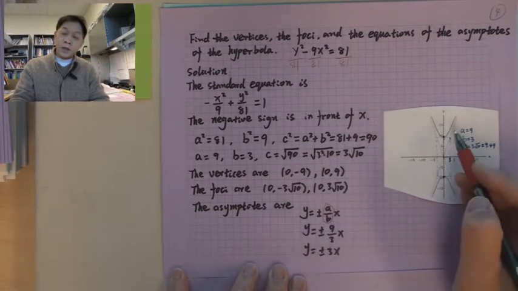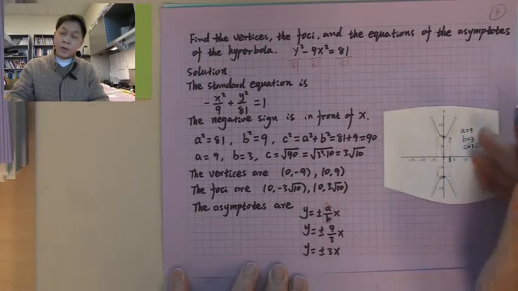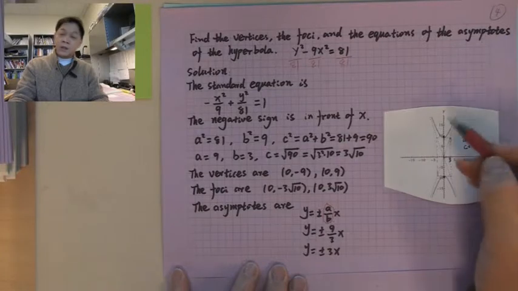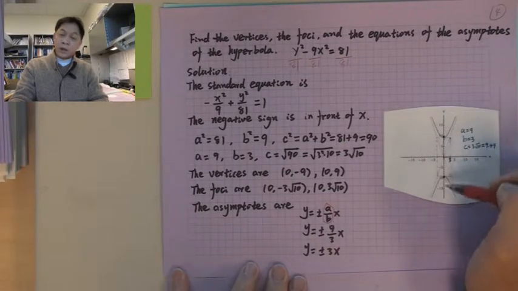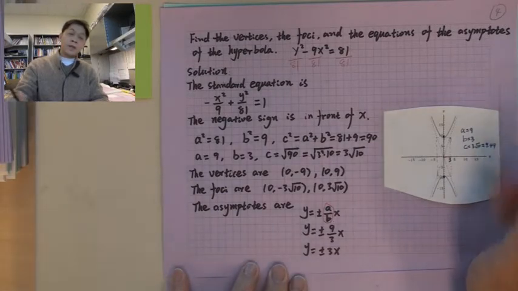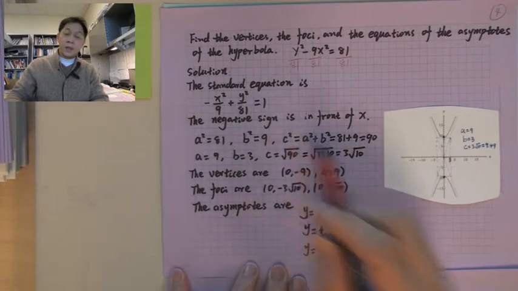This is the first case we see where the two branches are in the vertical direction. The vertices are on y, foci are also on y. That's because here the negative sign is in front of x squared.